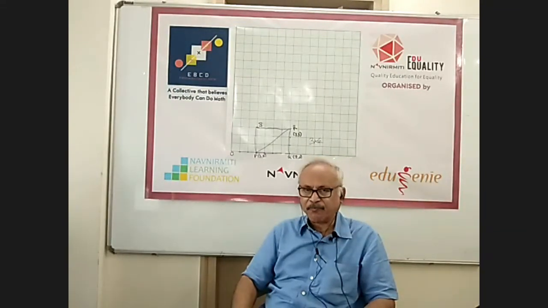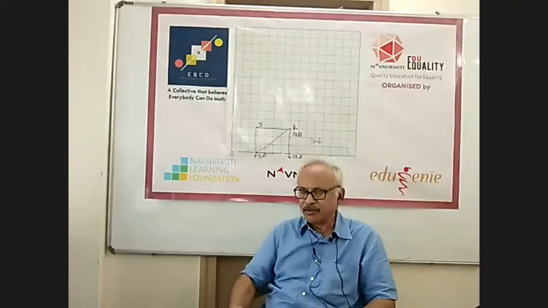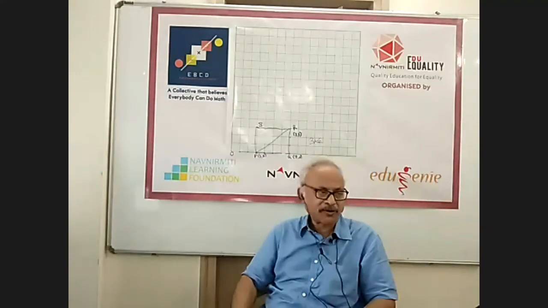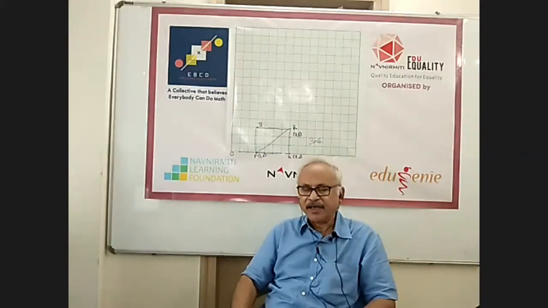The next part of the problem is, draw on your graph paper any rectangle of your choice. It doesn't have to be 3 by 5. It should not be 3 by 5. It can be 2 by 4, 3 by 4, 4 by 5, whatever you want. Draw a rectangle and draw its diagonal.